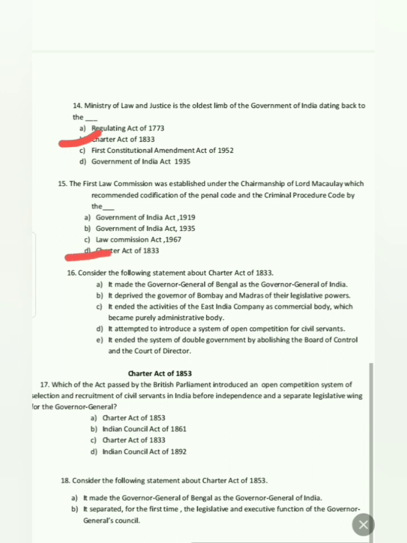Consider the following statements about the Charter Act of 1833. It made the Governor General of Bengal the Governor General of India. Absolutely correct. It deprived the Governors of Bombay and Madras of legislative power. Correct. It ended the activities of the company as a commercial body, which became a purely administrative body. Correct. It attempted to introduce a system of open competition for civil servants. Correct. It ended the system of double government by abolishing the Board of Control and the Court of Directors.